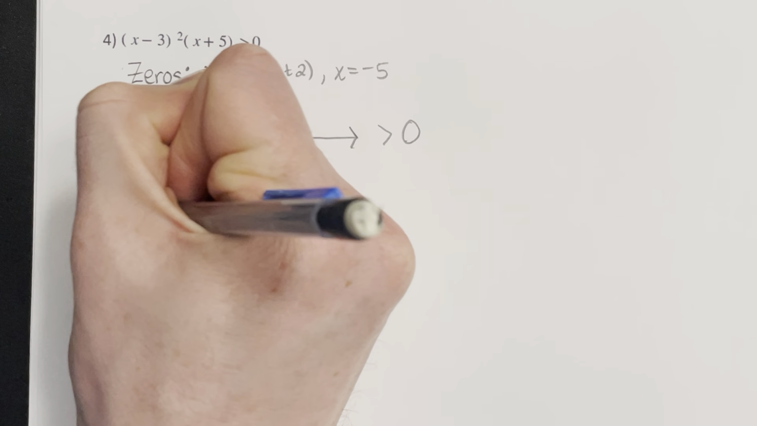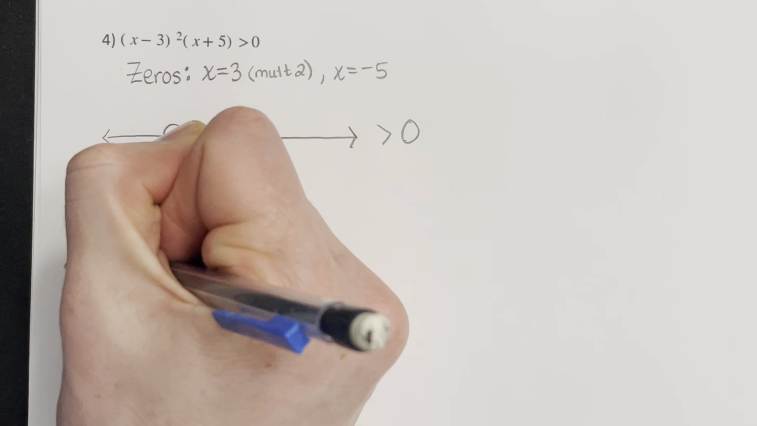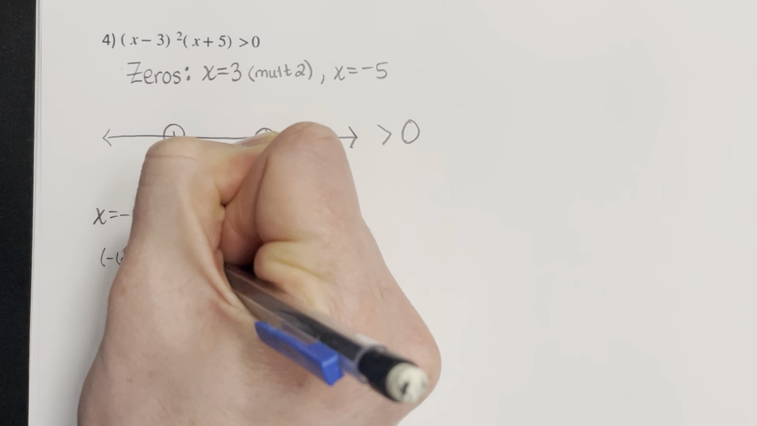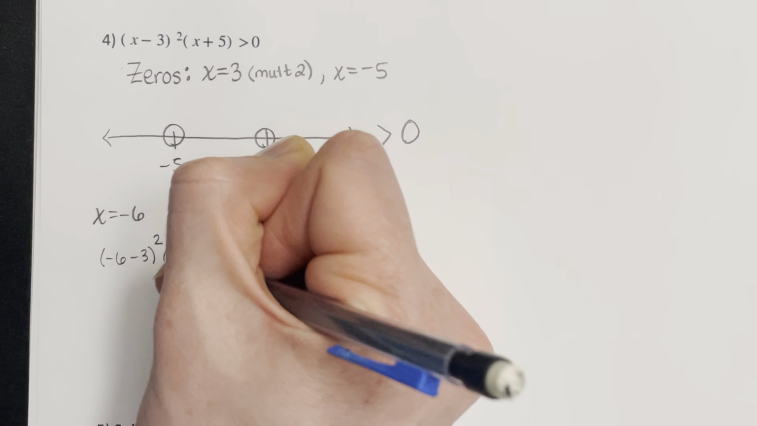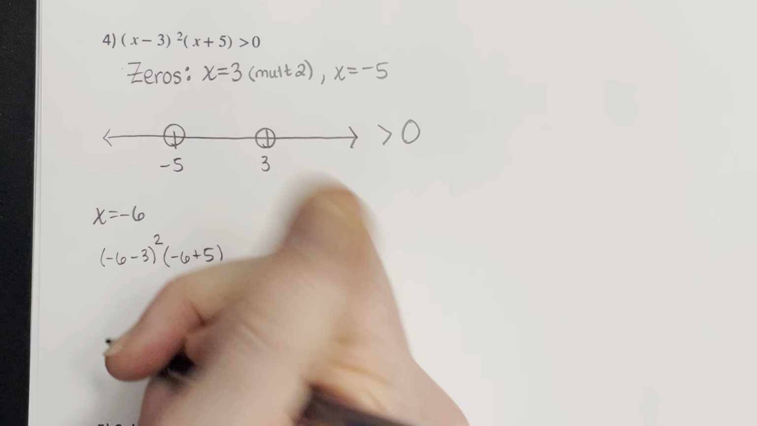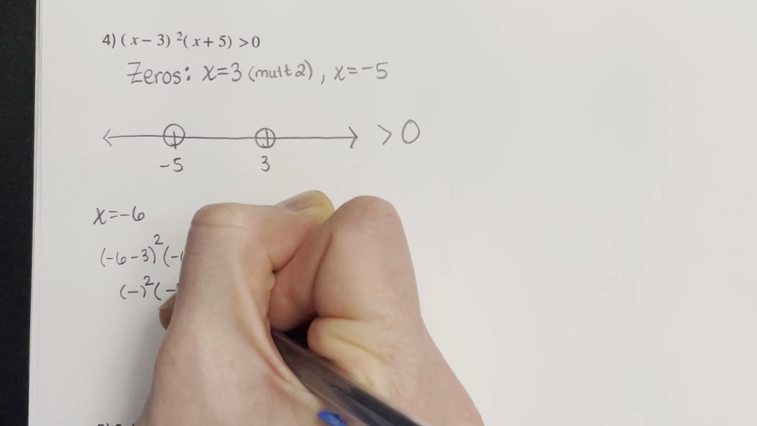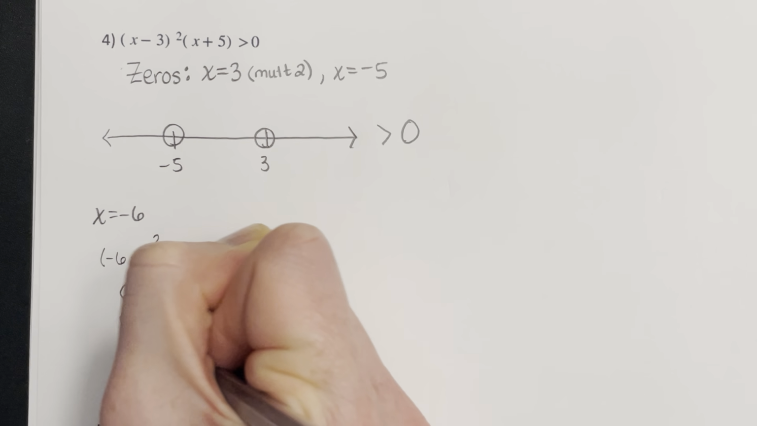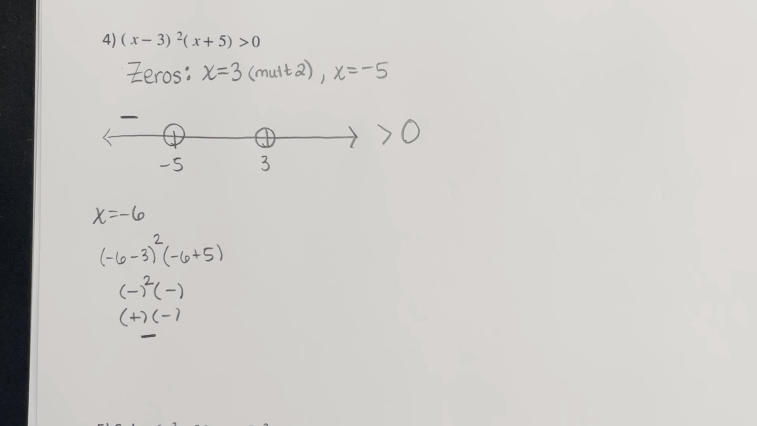So I'm going to test out -6 and plug that in. With these, you do want to be careful because you're doing -6 minus 3 squared. That is a negative number, but you're squaring it, so it's going to come out positive. So think of that as a negative number squared times a negative. That's a positive number times a negative, which is negative. So this section here to the left is negative.